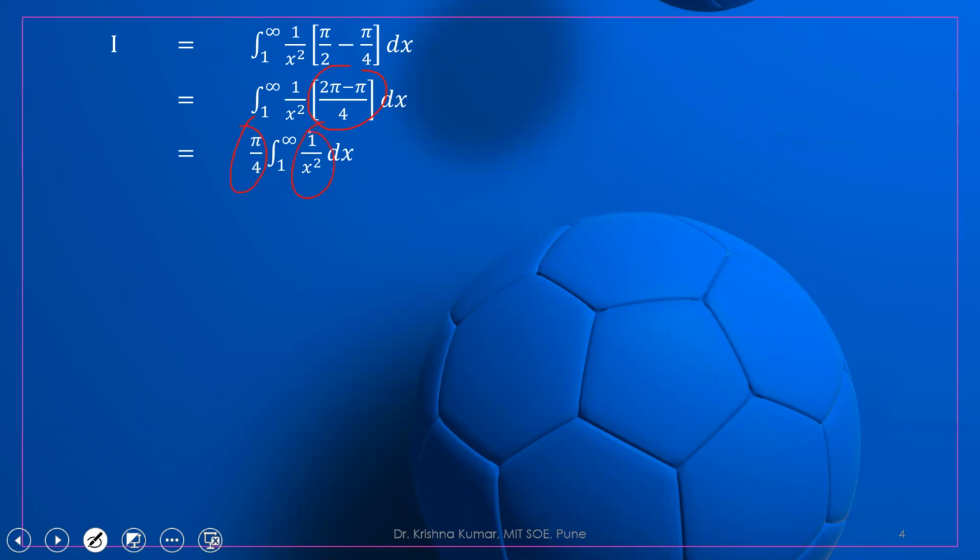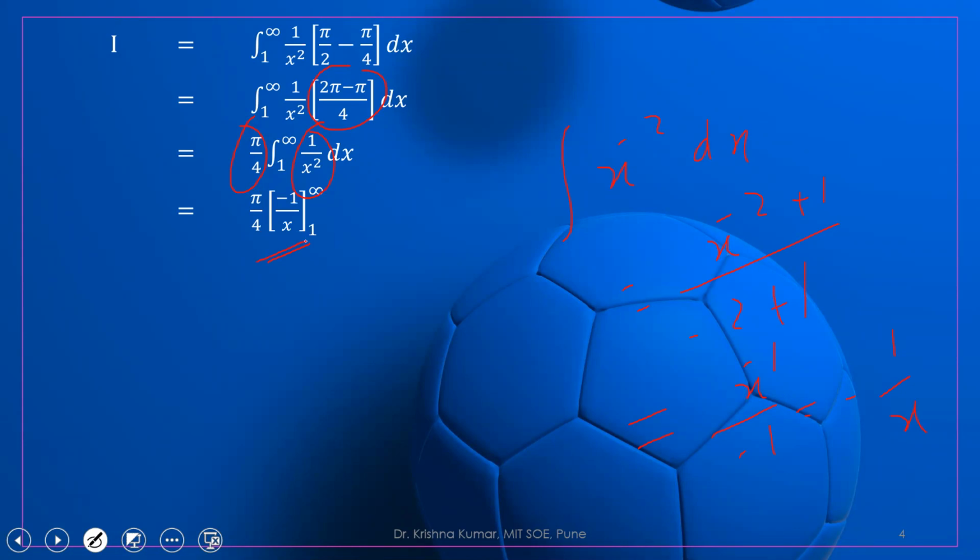What is the integration of 1 upon x square? So x to the power minus 2 dx. How can we write it? X to the power minus 2 plus 1 upon minus 2 plus 1. So this is x to the power minus 1 upon minus 1, meaning minus 1 upon x. This is the integration of 1 upon x square.